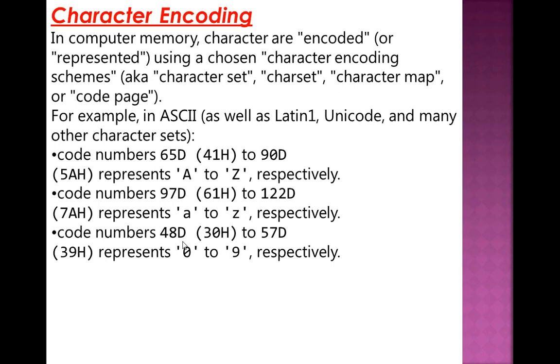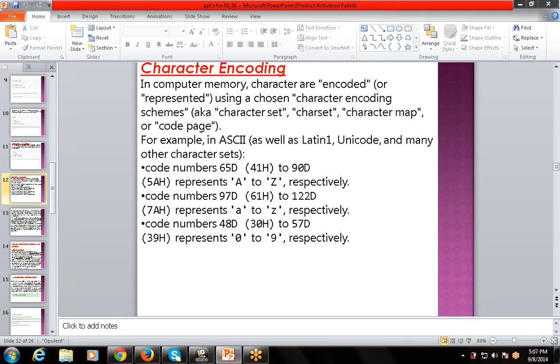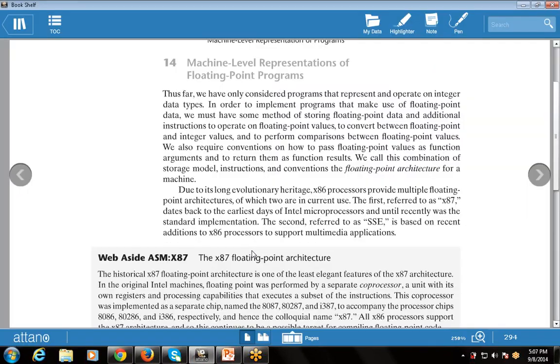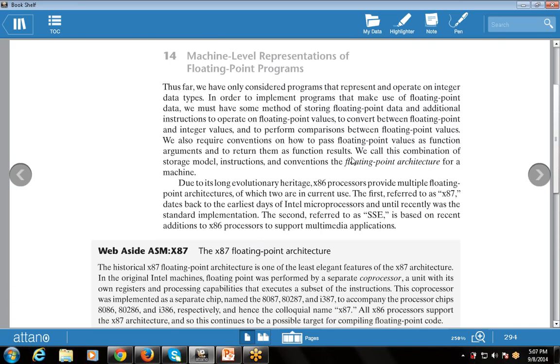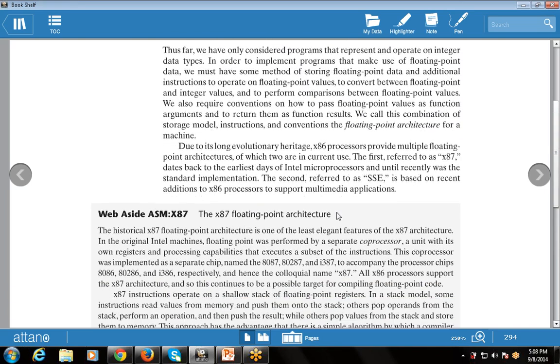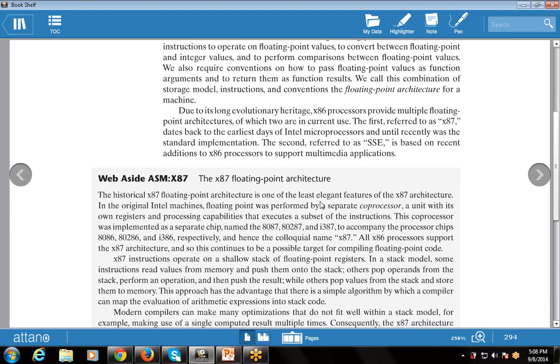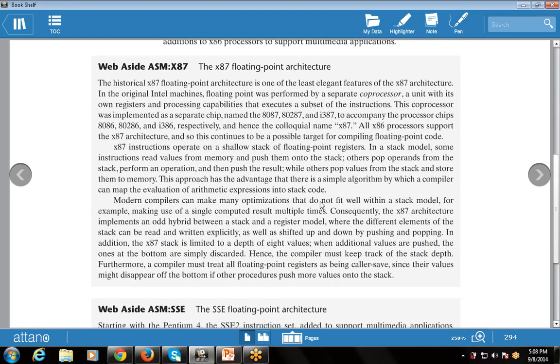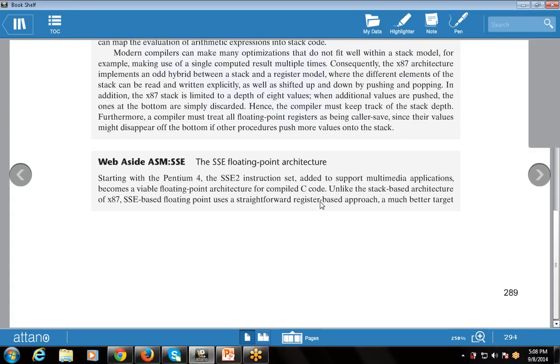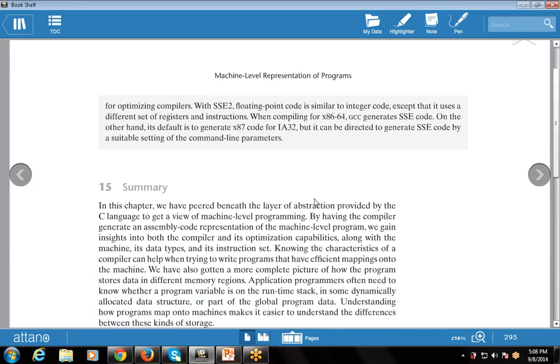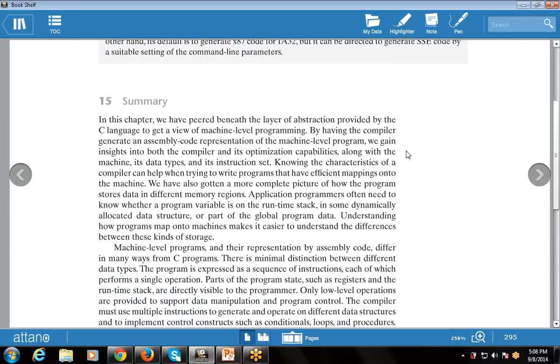Now the next part is character encoding. Before this, let's take a quick review of your book. That is how the floating point representation takes place. This is the machine level representation of floating point programs. This is the theory which I told you. This is the x87 floating point architecture. So that's all. The next part is the summary, which I told you at the end.